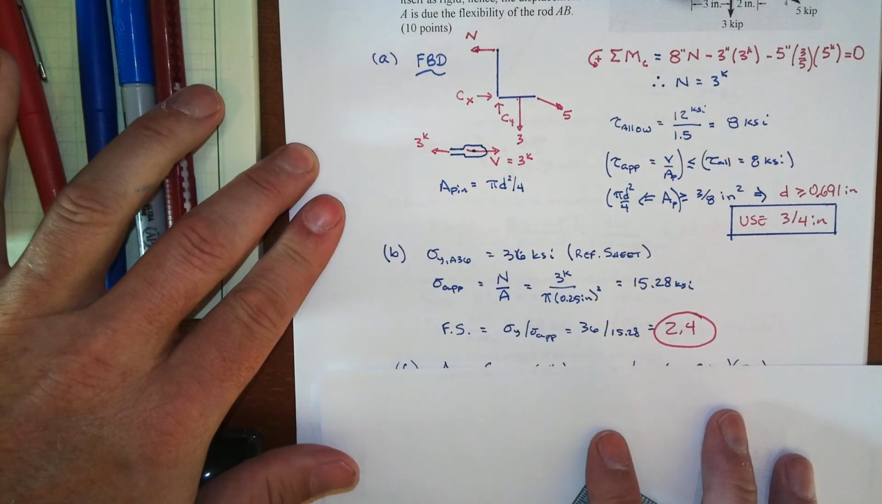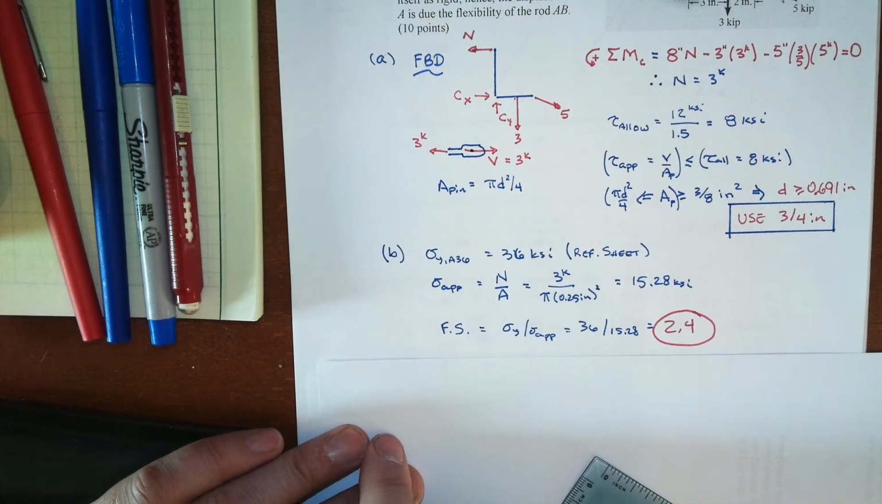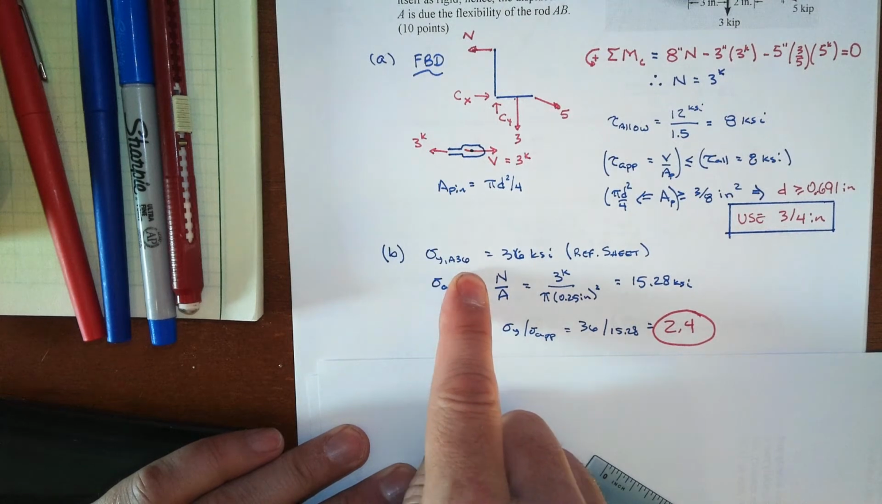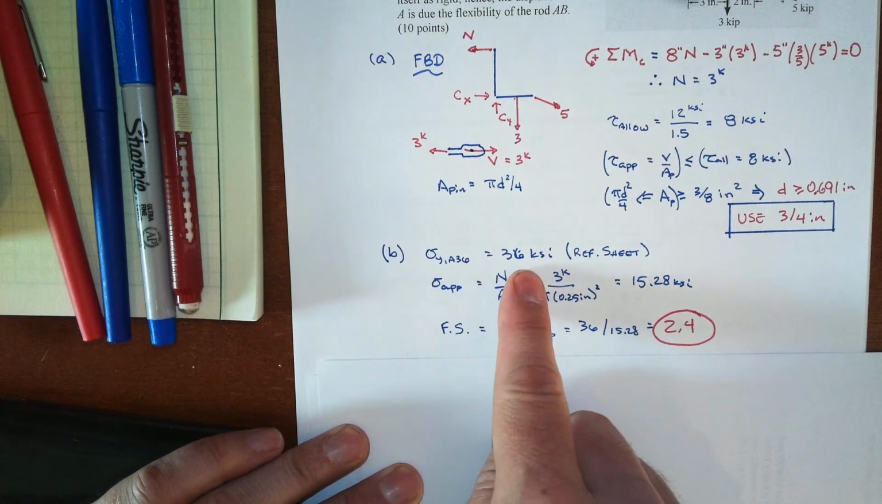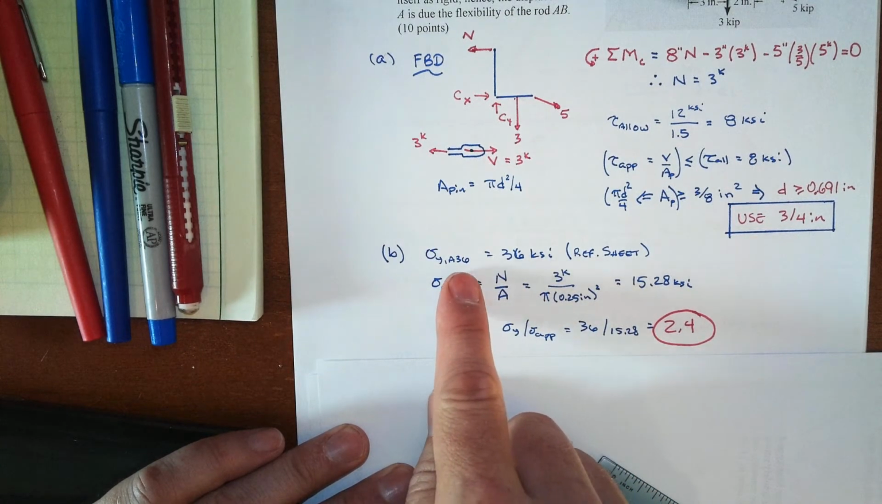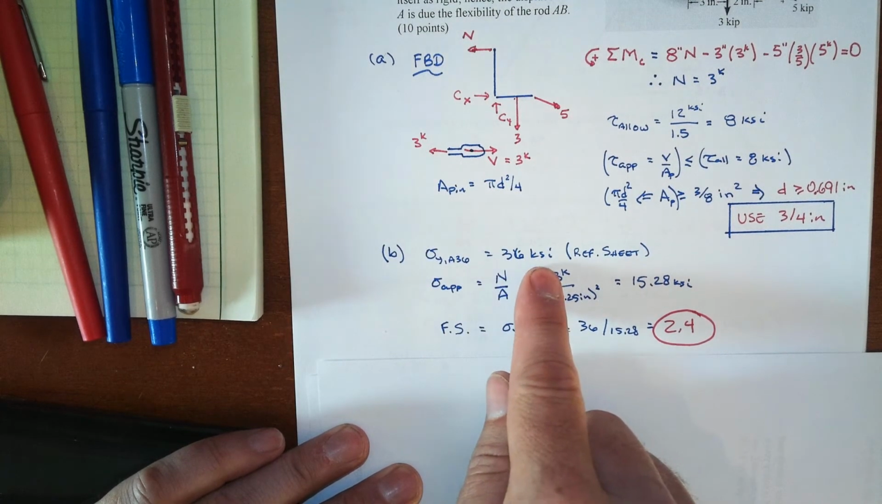Now, in the second item, we're asked to find the factor of safety in the rod itself with respect to yielding. So that means we've got to look up for A36 material what the yield stress is, not the ultimate, because the specific criterion was associated with yielding. So we look that up. It turns out the number is the same as this A36 business, so it's 36 KSI from our reference sheet.